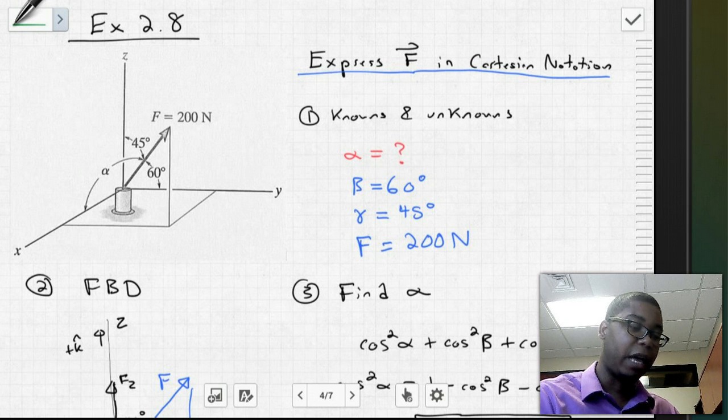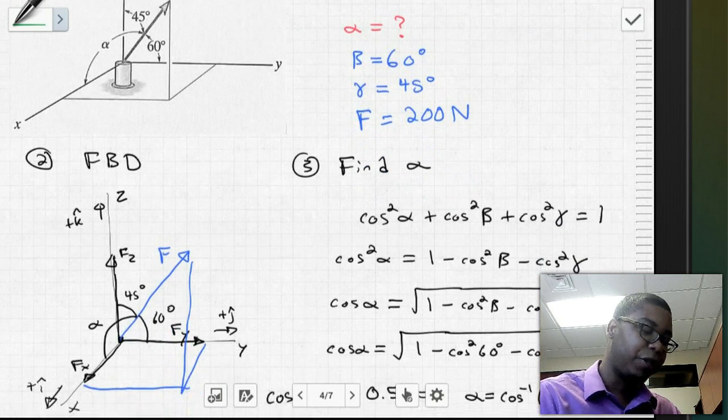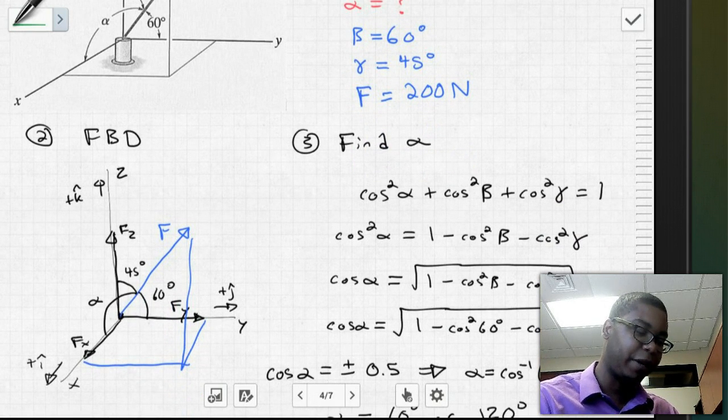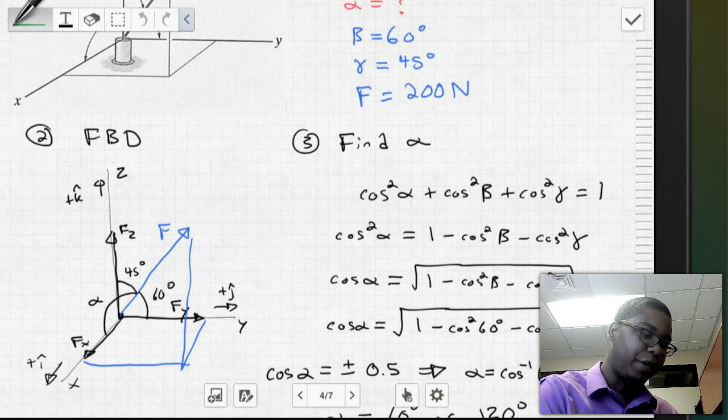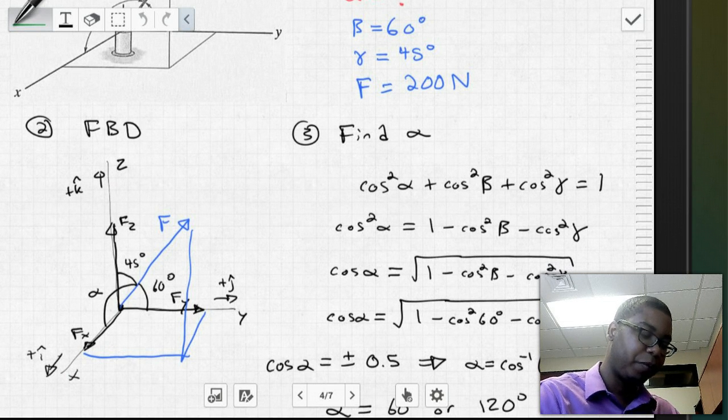So what do we have? We have certain knowns and certain unknowns. We know the angle beta, the angle gamma. We know the magnitude of F, but we do not know the angle alpha, right? So now that we've identified our knowns and unknowns, let's simultaneously try to craft our free body diagram, where we have our right-hand coordinate system, we draw our known force vector, we draw the angular information that we're given, and then we put in our unknowns.